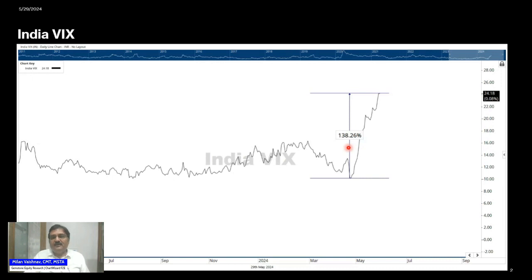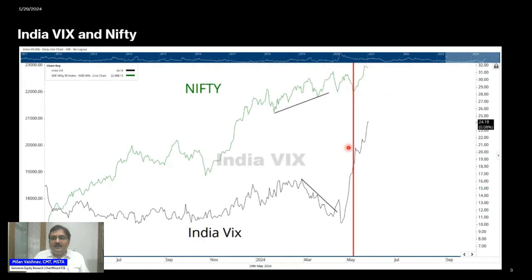Which translates into a rise of almost 138% in the last 5 days. Now, what is a little bothering to see is that in the month of May, both Nifty and VIX have risen simultaneously. Both have moved in the same direction, which is not a good point, or not a comfortable point, from a technical perspective.